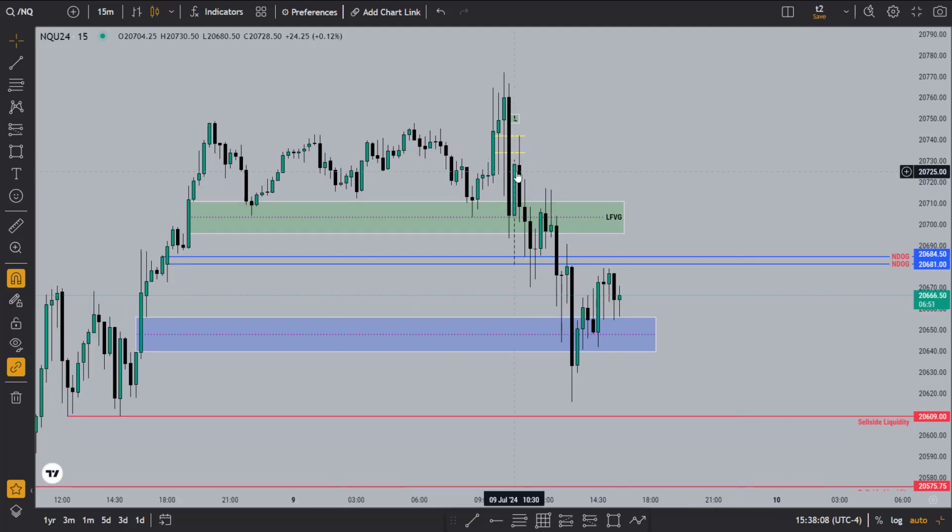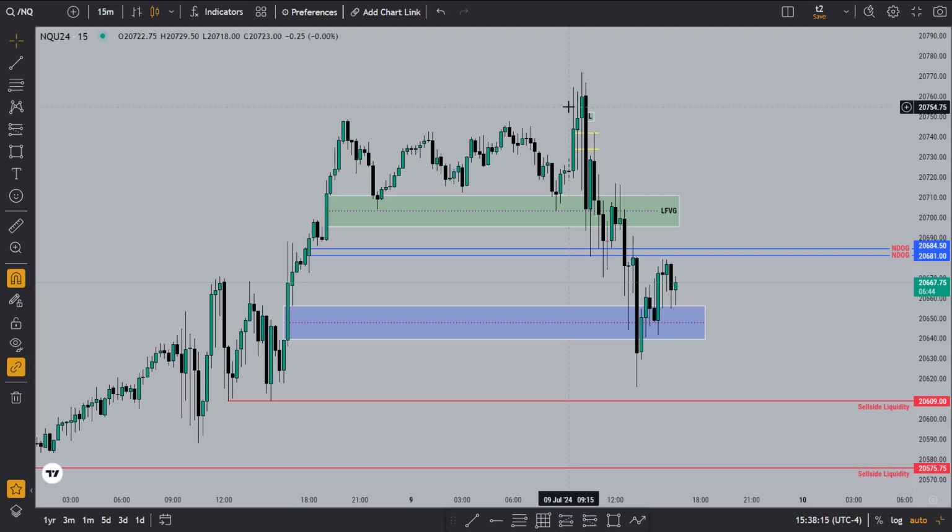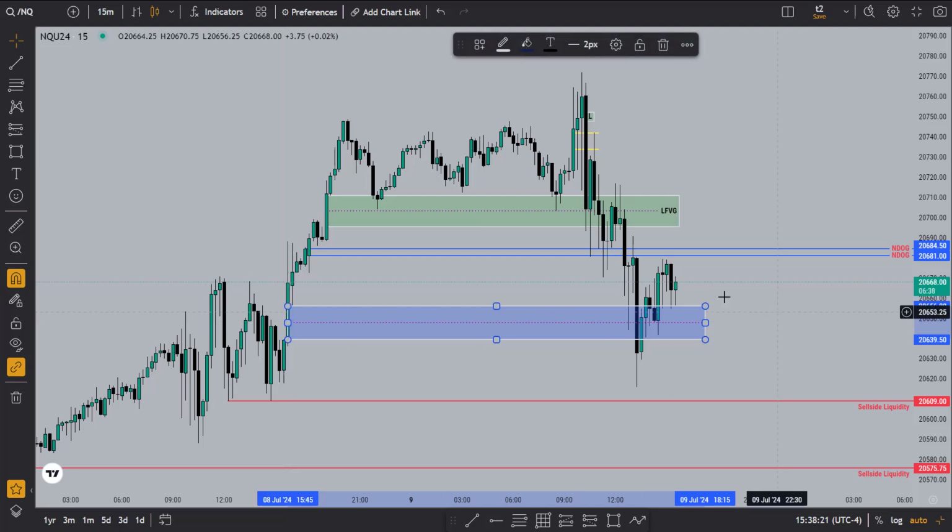So today is Tuesday. Tuesday is the manipulation day. You know, this is the Monday high. Market has taken the Monday high. After taking the Monday high, I told that I am expecting that market is going to fall at least until this bullish fair value gap from the 15-minute chart. This is the 15-minute chart for Nasdaq.